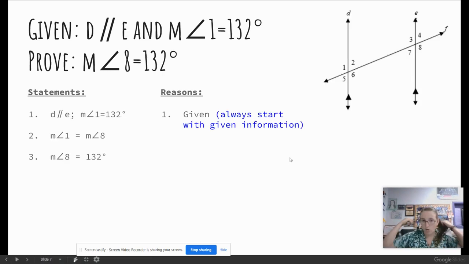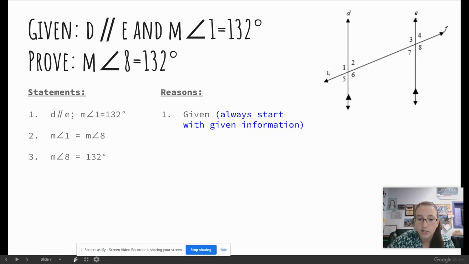So go ahead and once more copy down the picture, and let's look at our givens and our proofs. I'm going to walk you through this one, and then I'm going to have you try one more. So given D is parallel to E. So here's my parallel lines. As well as that the measure of angle 1 is 132. So here's angle 1.